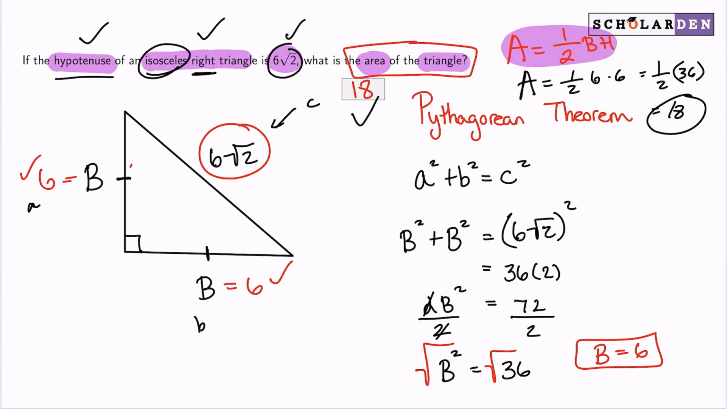But if it does help you, please understand your special right triangles. Understand special right triangles, especially when it comes to right isosceles triangles. Those are key. 30, 60, 90 are key. So just make sure you understand those as best you can.